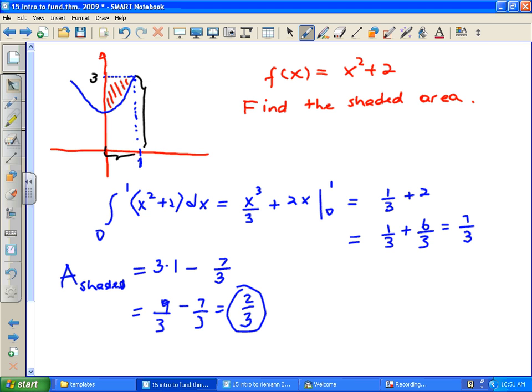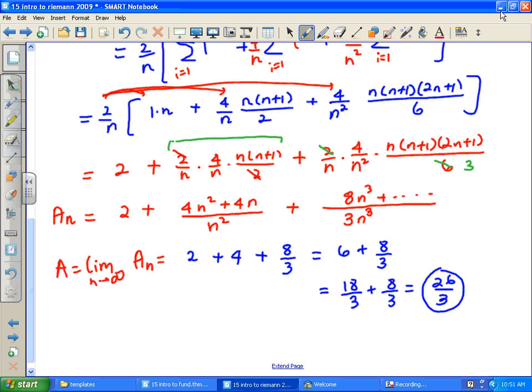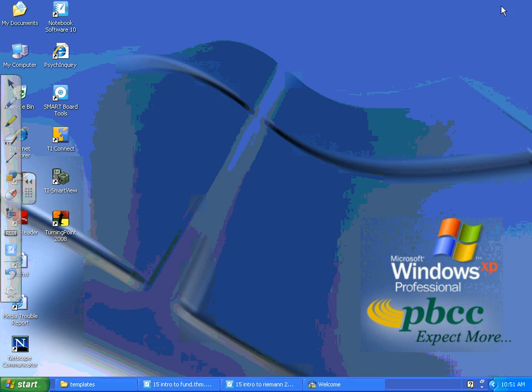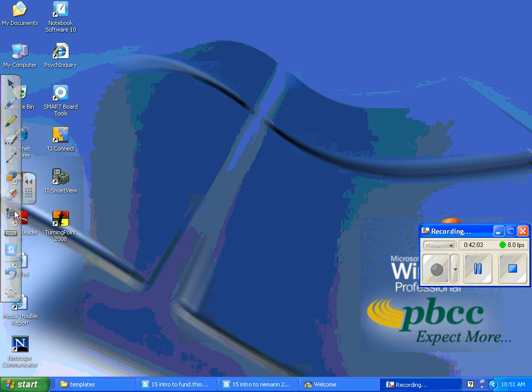And remember, if I did not give you the number 3, you should be able to determine that yourself. And how do you determine it? By plugging 1 into the function, right? Okay.